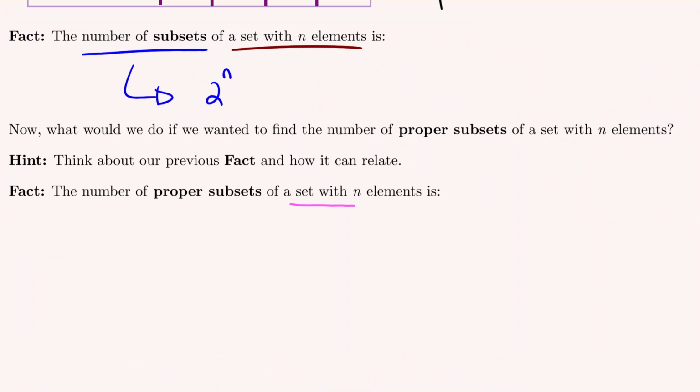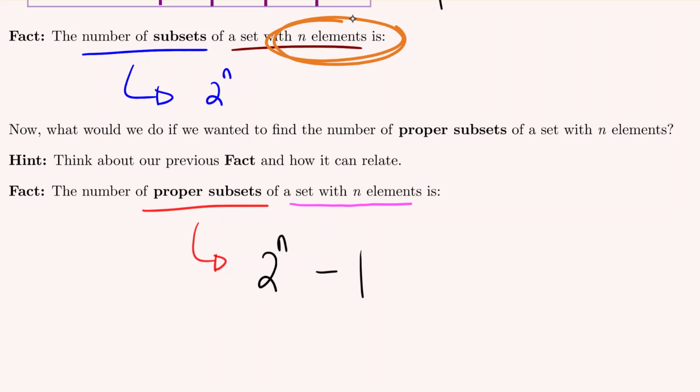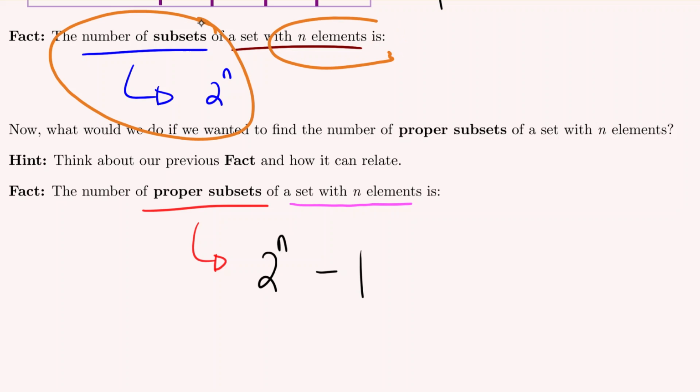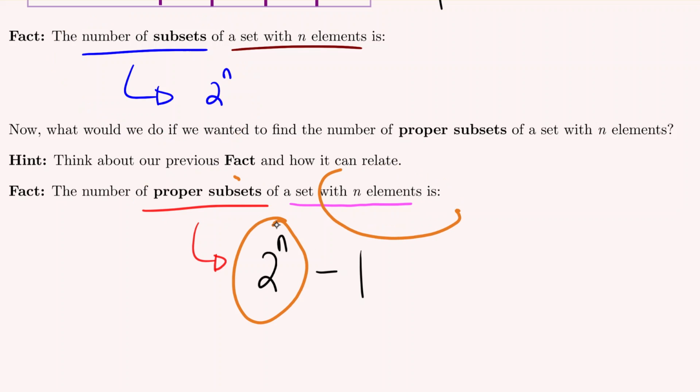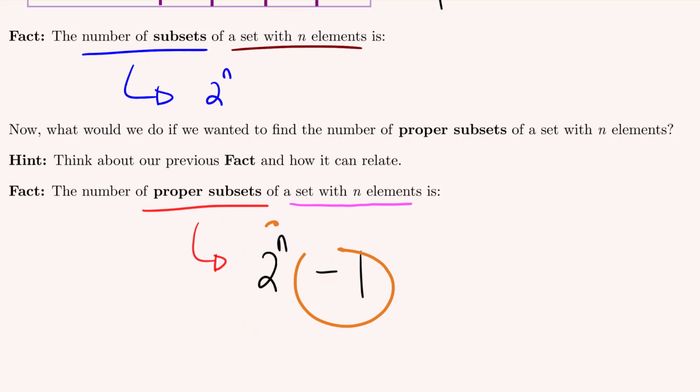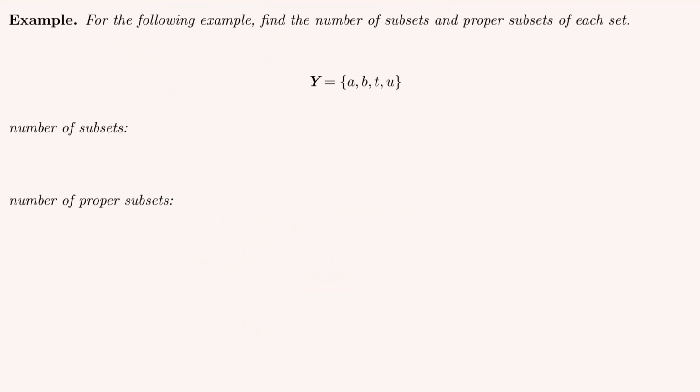So if a set begins with n elements, the number of proper subsets is 2 to the n, which gets you all of the subsets, and then you subtract 1 because you get rid of the biggest subset, which is the set itself. So keep in mind these 2 important formulas. If you start with n elements in the set, the number of subsets is 2 raised to the n as an exponent. If you start with n elements in your set, the number of proper subsets is 2 to the n. Once you figure that out, you then subtract 1 from the number. So we'll apply this in our next example.